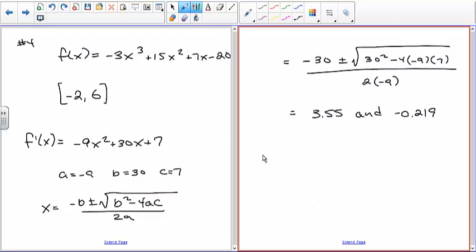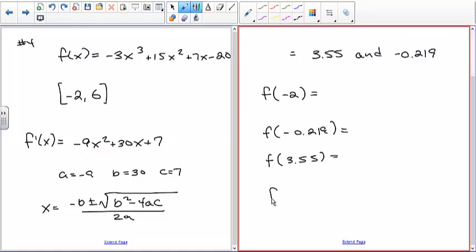And then what we're going to do is evaluate the function. We'll start at the most negative number, which is the left side of the interval. We'll then evaluate it at -0.219, and we'll evaluate the function at 3.55. These both are in the interval from -2 to 6, and then we evaluate 6. So if you do that, here you should have gotten 50. Here it's -20.8.